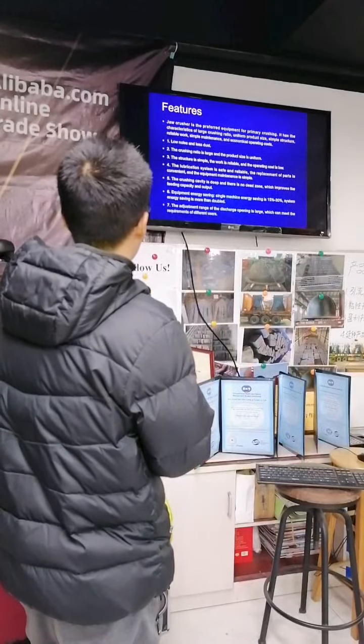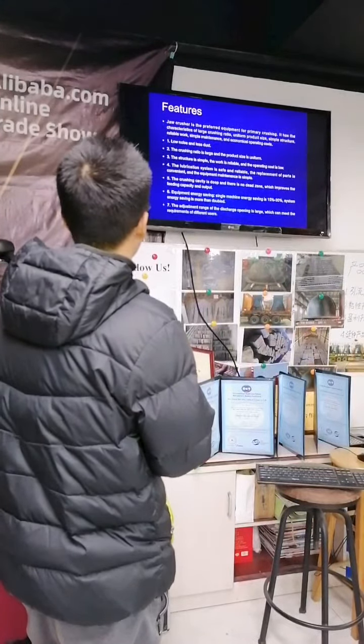It has 7 features. The first is low noise and less dust. And the second is its crushing ratio is large and the product size is uniform. The next, the structure is simple and the work is reliable. Also, the operating cost is low. And its lubrication system is safe and reliable. The replacement of parts is convenient and the equipment maintenance is simple.